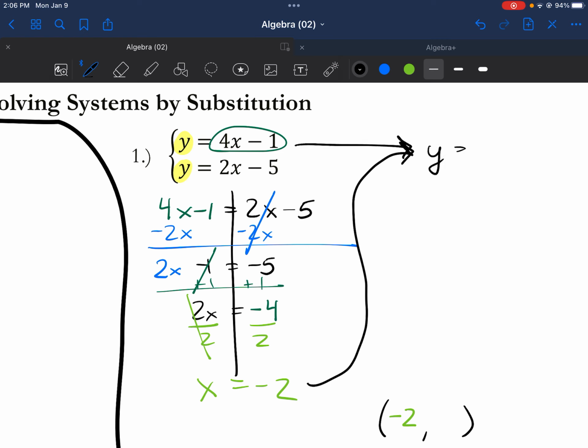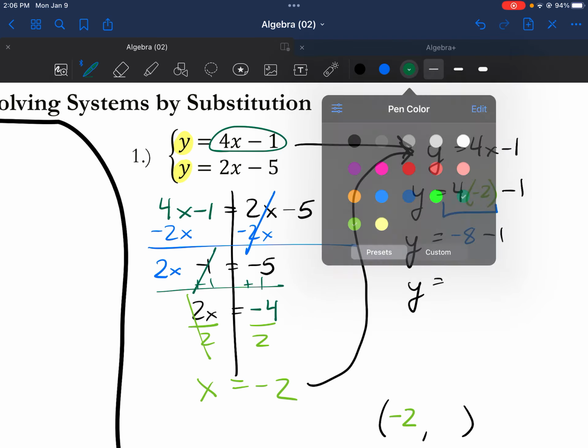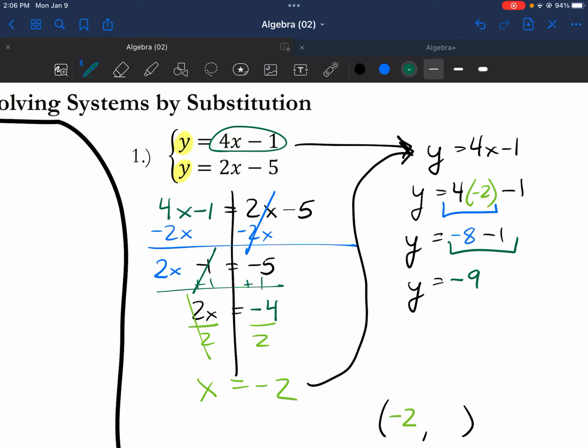So I have y equals 4x minus 1. Since x is -2, I'm going to substitute that back in for x. So now I'm literally solving for y, right? I'm going to follow my order of operations. I get -8 minus 1, and therefore y equals -9. So I found my second part of my coordinate. That means my final answer is (-2, -9).